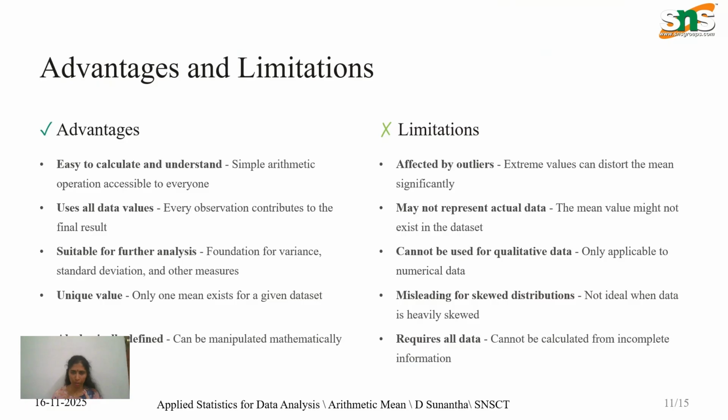Next, the limitations of arithmetic mean. It is affected by outliers. That is, extreme values can distort the mean significantly. Next is may not represent actual data. That is, the mean value might not exist in the data set. In some cases, the mean value won't be in the data set. Next is cannot be used for qualitative data, so it will be only for numerical data. Next, misleading for skewed distributions. Not ideal when data is heavily skewed. Next is requires all data, so this cannot be calculated with incomplete information.